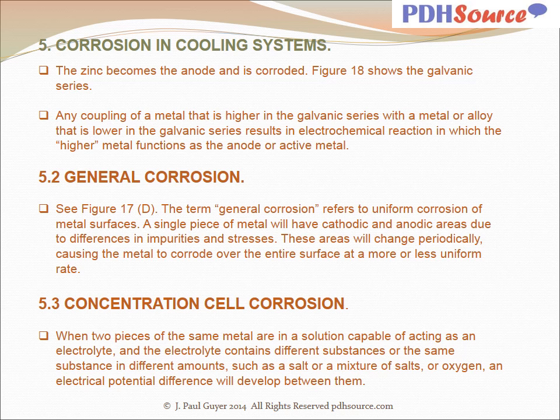The term general corrosion refers to uniform corrosion of metal surfaces. A single piece of metal will have cathodic and anodic areas due to differences in impurities and stresses. These areas will change periodically, causing the metal to corrode over the entire surface at a more or less uniform rate. When two pieces of the same metal are in a solution capable of acting as an electrolyte and the electrolyte contains different substances or the same substance in different amounts, such as a salt or a mixture of salts or oxygen, an electrical potential difference will develop between them.